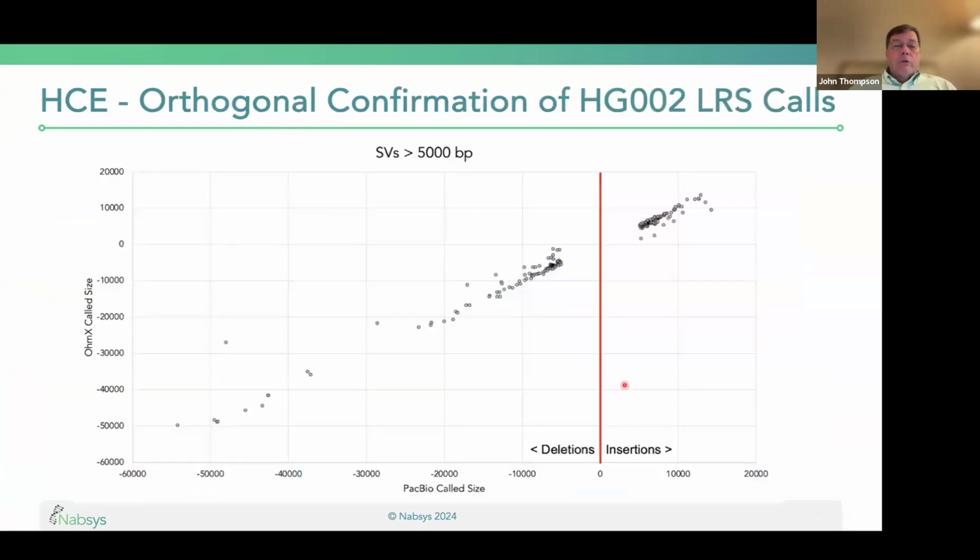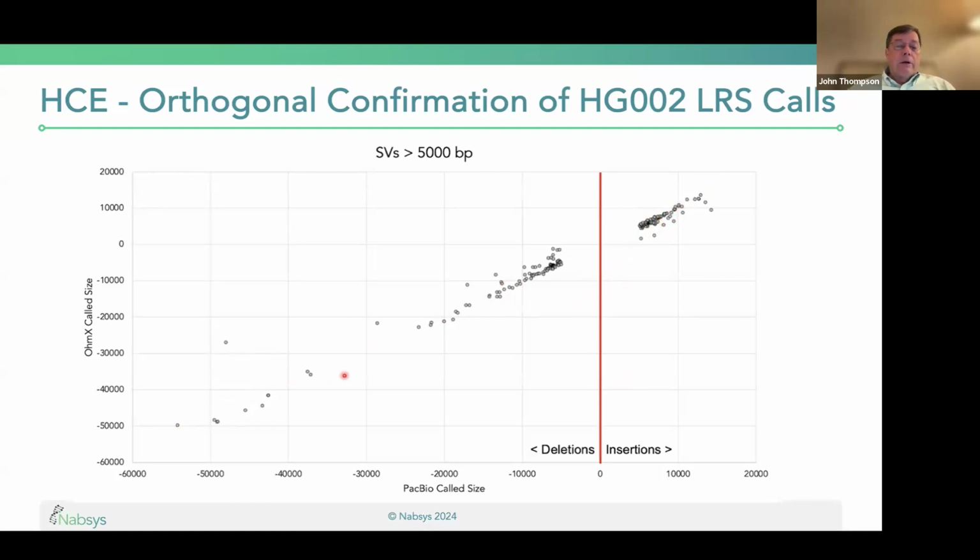So we also can do orthogonal confirmation. This is comparing Bionano data to PacBio data. This is, again, with HG002. Taking PacBio calls and mapping them to where the Bionano calls are, you can see that this is for all insertions and deletions greater than 5,000 bases. You can see that the size predictions are pretty much dead on.